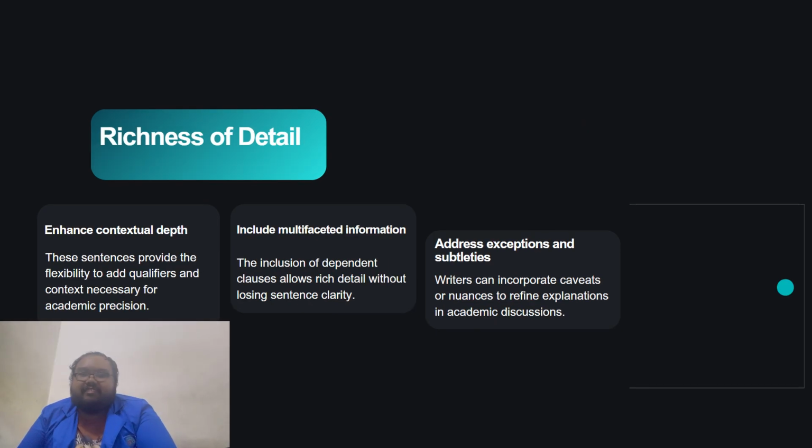Richness of detail enhances contextual depth. These sentences provide the flexibility to add qualifiers and context necessary for academic precision, including multiple pieces of information. The inclusion of dependent clauses allows rich detail without losing sentence clarity. Address exceptions and subtleties. Writers can incorporate caveats or nuance to refine explanation in academic discussion.